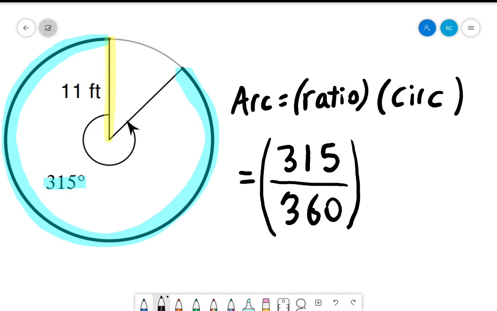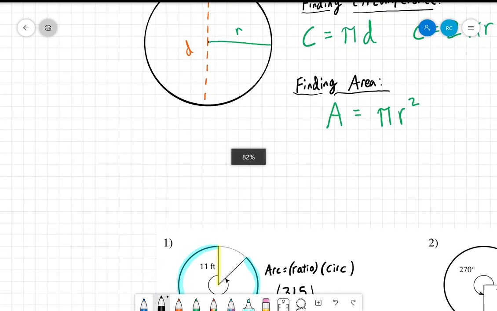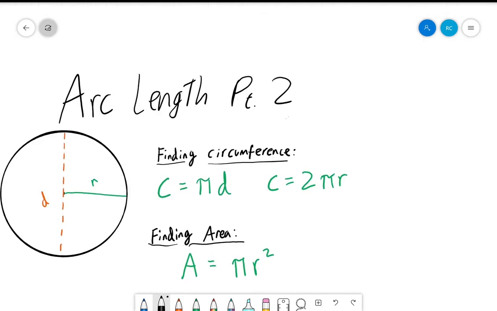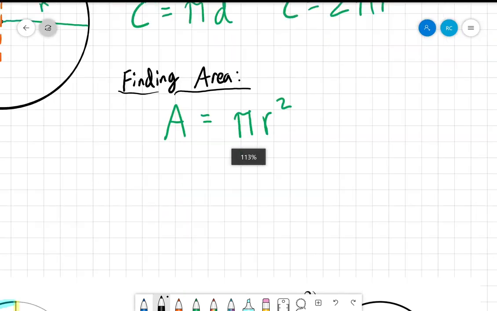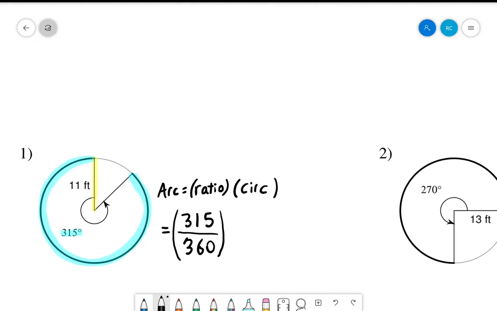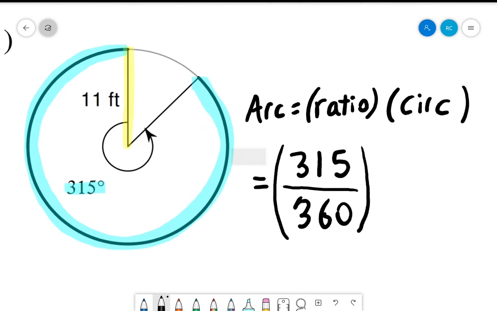And then the circumference, well, if we go back to the notes we literally just took, the circumference is either pi times the diameter or 2 times pi times the radius. Those are both the same equation. So our radius is 11. So our circumference is going to be 22 times pi. And again, since we're dealing with fractions, I'm going to put that over 1.